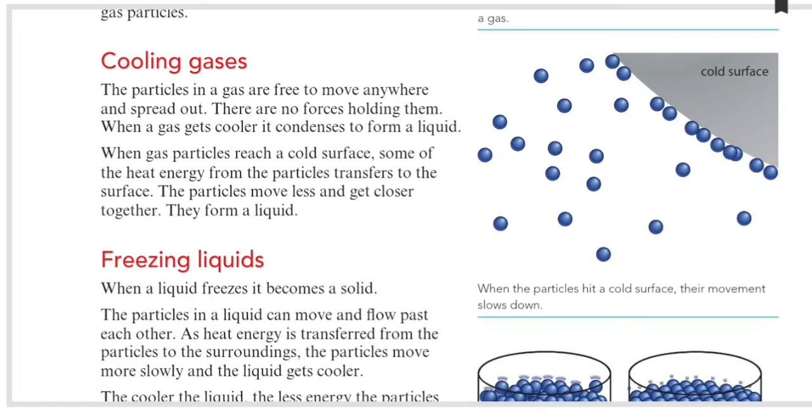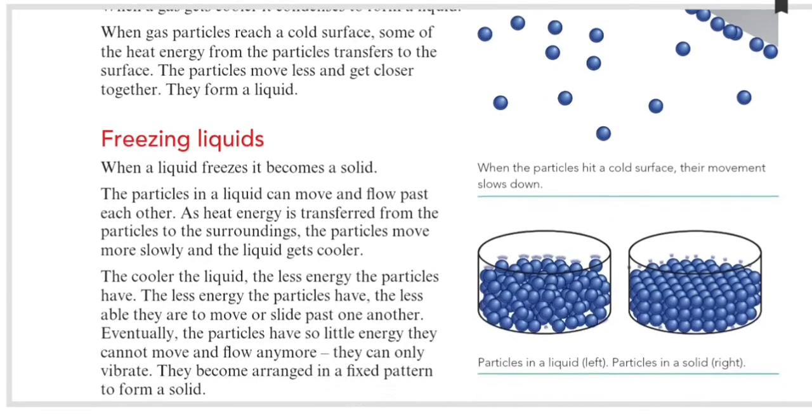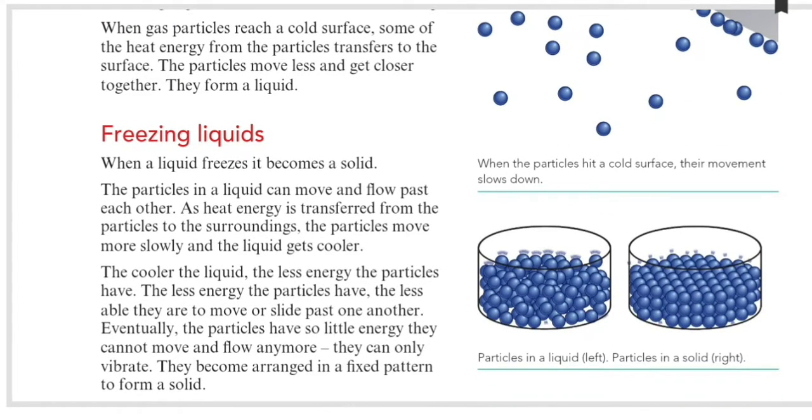So what happens, particles will come closer and thus it will condense to form liquid. When there are no forces holding them, what happens? Here there is no force, right? So when a gas gets cooler, it condenses to form a liquid. When gas particles reach a cold surface, some of the heat energy will be transferred. Heat energy is reduced there. So when heat energy is reduced, the particles move less and get closer together and they form a liquid. Okay, so this is how it becomes liquid.